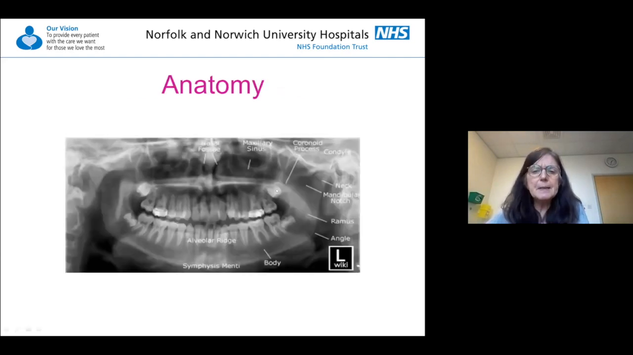And as you can see a little bit from the anatomy, we can see the whole of the mandible, coronoid processes, condyles, but also the maxillary sinus, floor of the nose. You can see the base of the zygomatic arch here, even a little bit of external auditory canal, cervical spine. There's lots that we can see on an OPT radiograph.